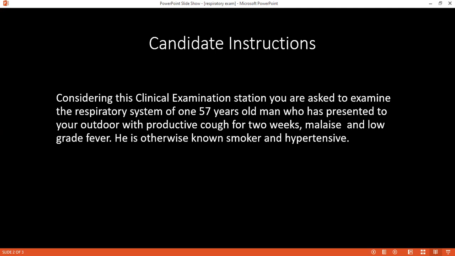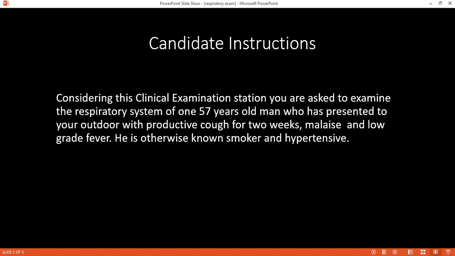Following that, I will go ahead with the detailed examination of his chest, for which I'll inspect the chest closer. I will check for the symmetry of movements. I'll check if the air entry is equal on both sides. I'll check for any obvious scars or sinuses, or any asymmetry, and the shape of the chest as well.